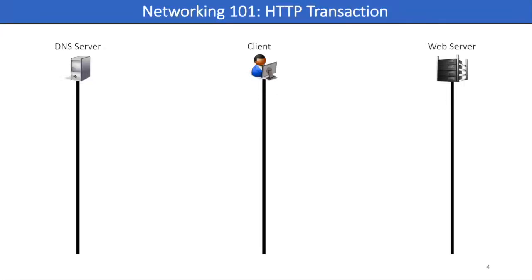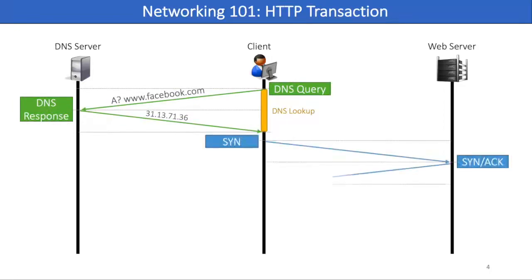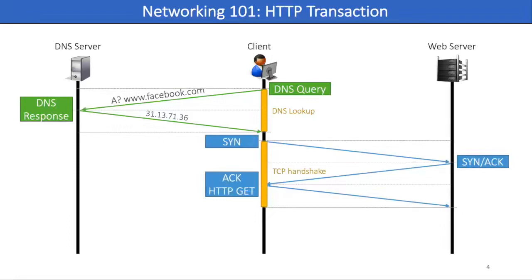Before that, let's first think about what happens when we type a URL in our browser. First, our browser looks up the domain name and gets an IP address. Then it carries out a TCP handshake. Once the connection is established, it starts getting HTTP content to display.